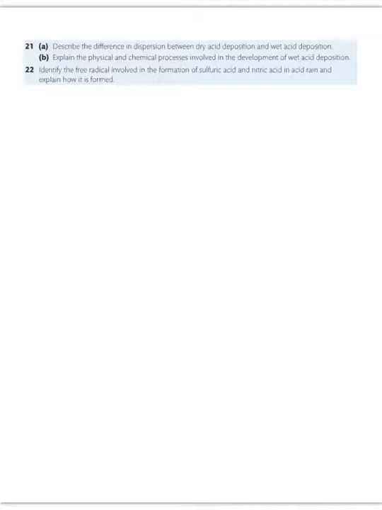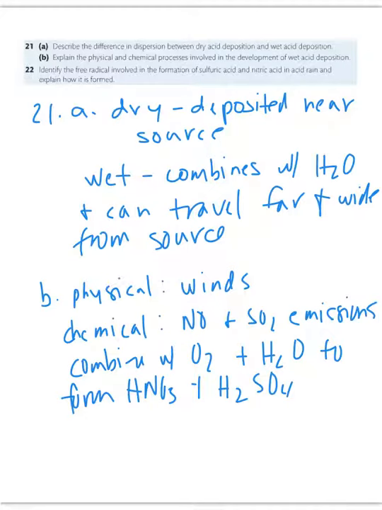B says, explain the physical and chemical processes involved in the development of wet acid deposition. Well, it's formed in the air from the sulfur dioxide and the nitrogen oxide, which are emitted by the power stations and the motor vehicles, and then it ends up combining with oxygen and water in the air and then getting carried by the prevailing winds.